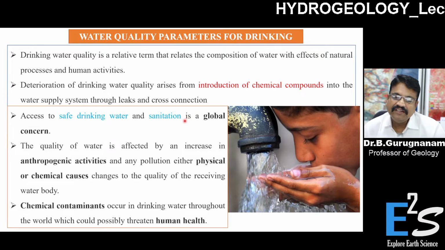Quantity and quality, the demand is increasing, and people are predicting that in the future many of us are not going to get water. Maybe it is true that we'll have to be very conscious about saving water. And the quality of water is controlled not only by that, it is also controlled by anthropogenic activities and physical and chemical causes that change the quality of water.